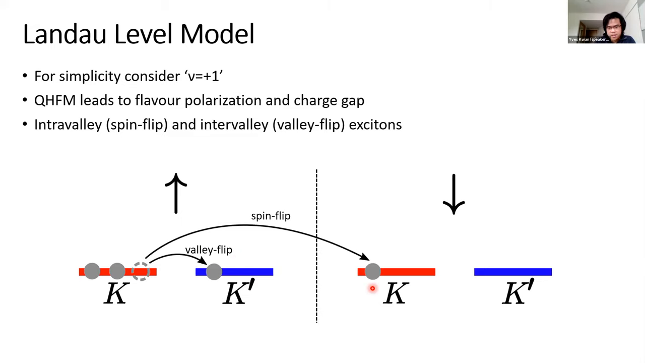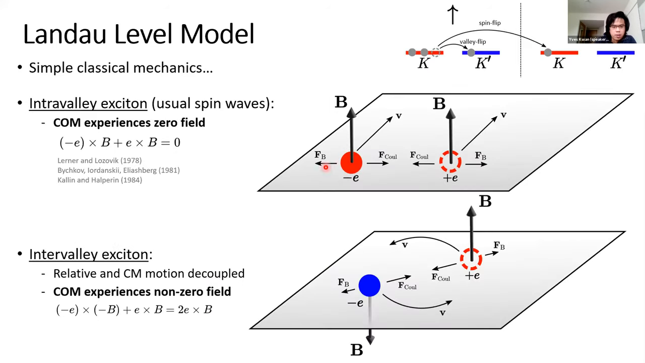And as you can see, the target bands of these two excitons are very different, right? They have different Chern numbers. So you can expect them to have qualitatively different properties. And we can already gain some intuition for this just by thinking about the classical mechanics of the hole and the electron. So here, this slide is just Newton's laws, basically. So in this first row, I'm considering the intravalley exciton, where the electron and the hole come from the same valley, so they have the same field.